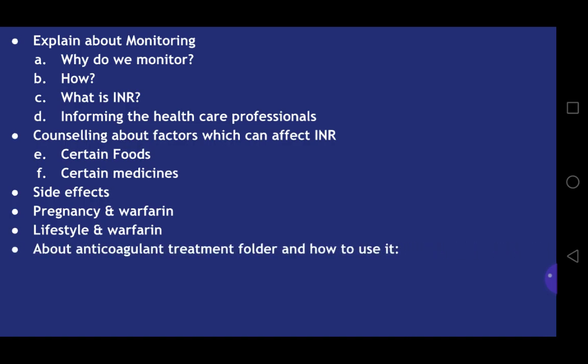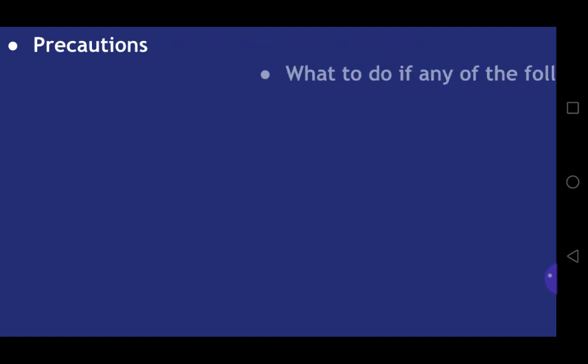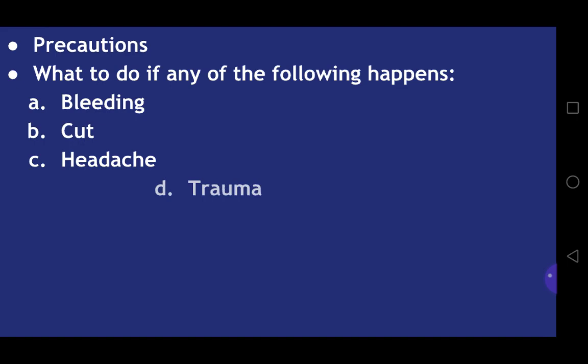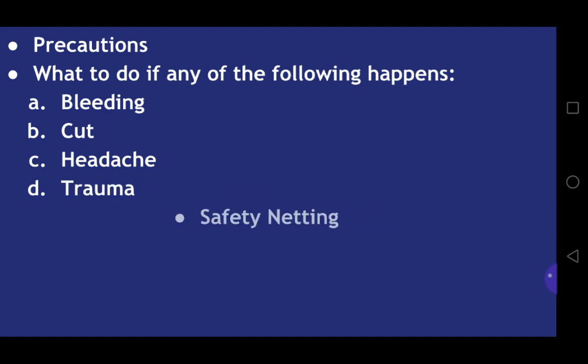If the patient is on warfarin, then you need to explain about the anticoagulant treatment folder and how to use it, which includes an information booklet, yellow record book, and an alert card. After that, you need to tell the patient about some precautions while on warfarin and what to do if any of the following happens: bleeding, cut, headache, and trauma. Then you need to do safety netting and then close the consultation.